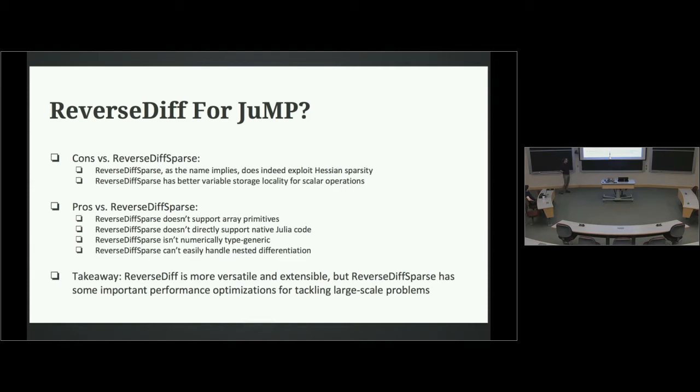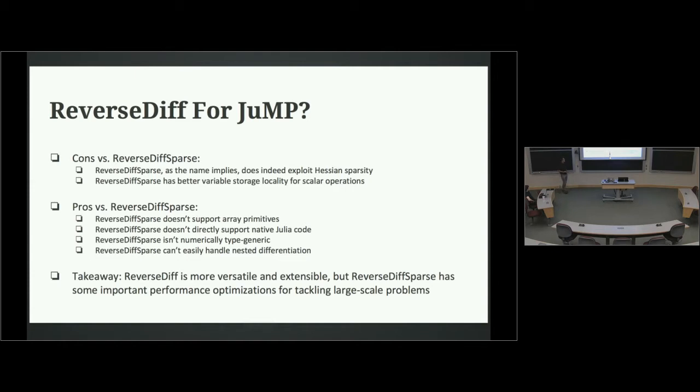Okay. And it can easily handle nested differentiation. So there are a bunch of reasons why we would want it, but there are some blocking issues right now, which is essentially that ReverseDiff sparse is really fast for the cases that Jump cares about. So large-scale Hessian calculation, ReverseDiff sparse, as the name would imply, it exploits sparsity in the Hessian to really reduce the number of computations you need to do for the forward and reverse passes.